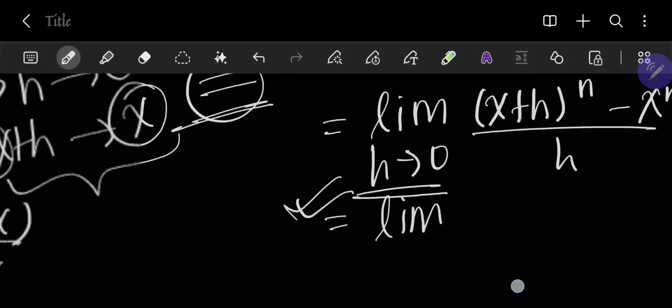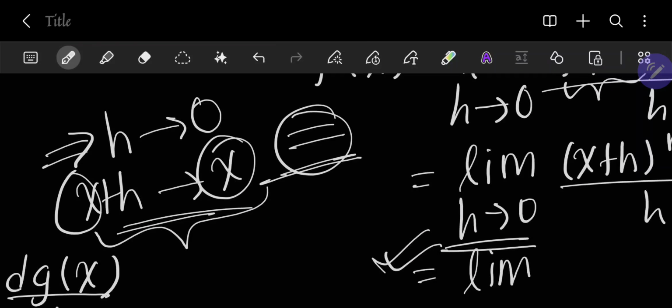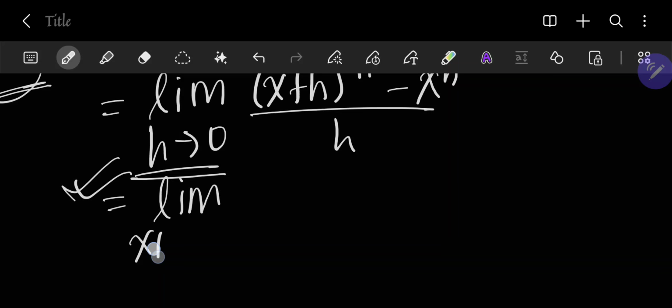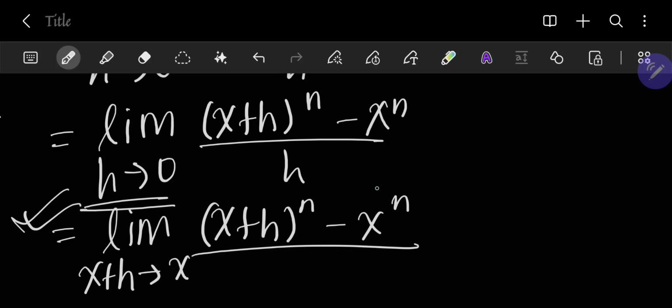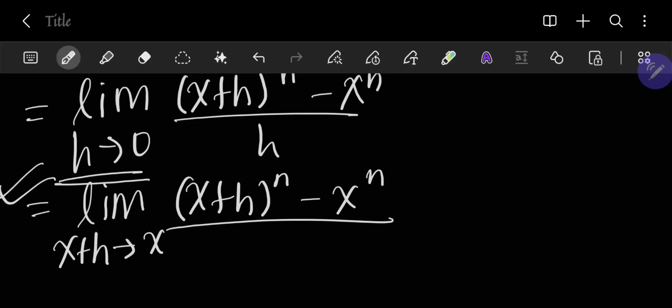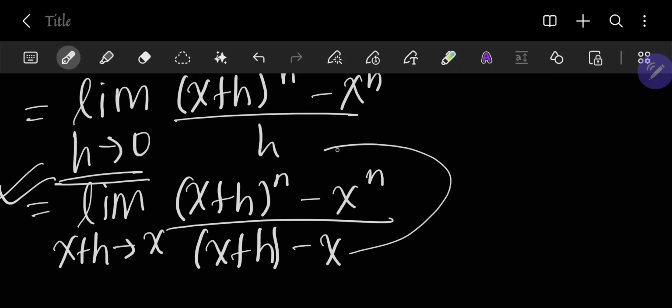So what I'm going to do is just the same that I did over here. I'm going to add x to both sides. So x plus h approaches x, and (x plus h) power n minus x power n. And on the denominator, I'm going to do something very important. What I'm going to do is I'm going to add x like so, and also subtract x. So essentially speaking, these two denominators are the same thing, and these two parameters of the limits are the same thing. So this is equal to that.